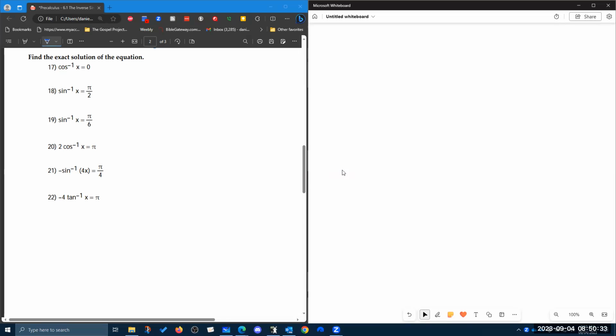Where the inverse cosine is 0, there's only one place where that's going to happen. And that's going to be where x is equal to the cosine of 0, like that. Cosine of 0 degrees is 1. So there's only one answer to these problems.